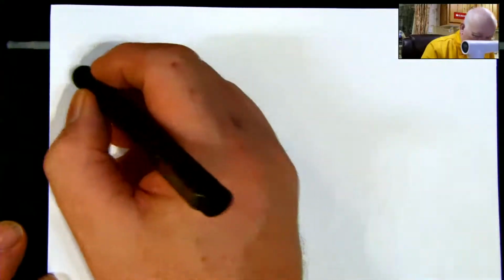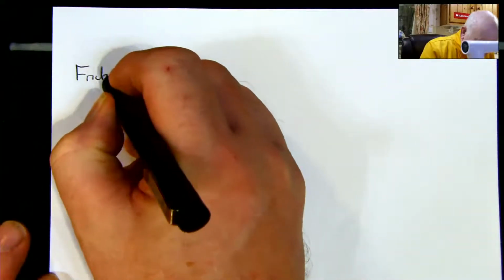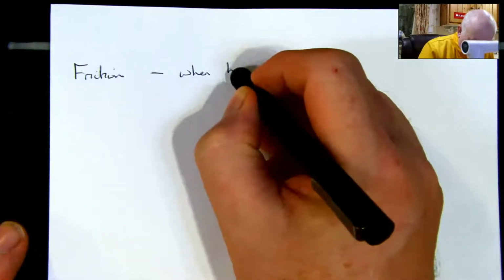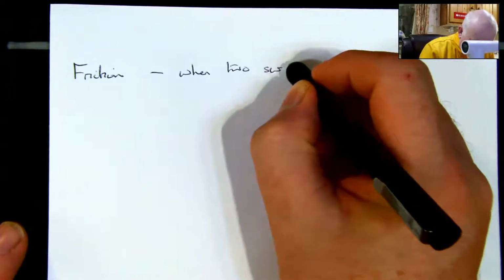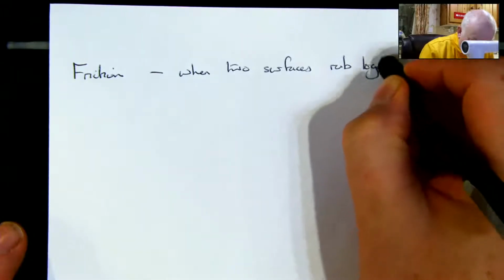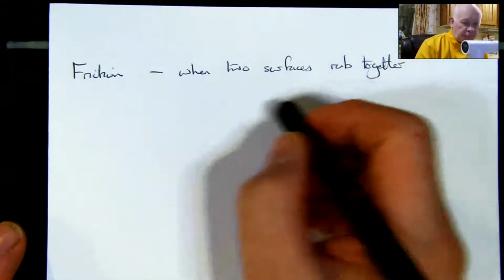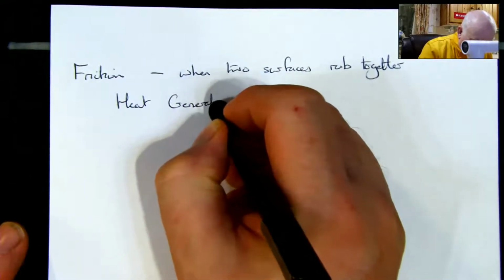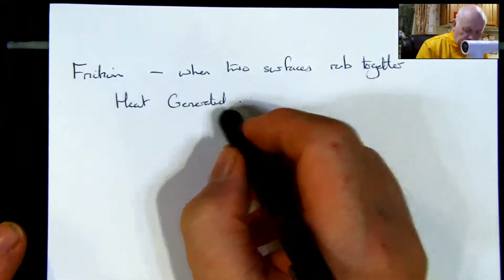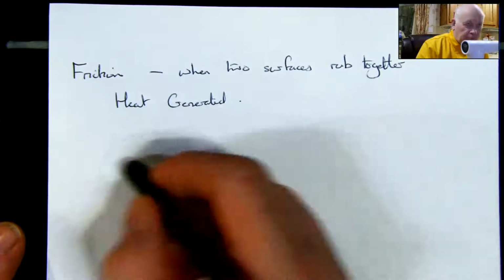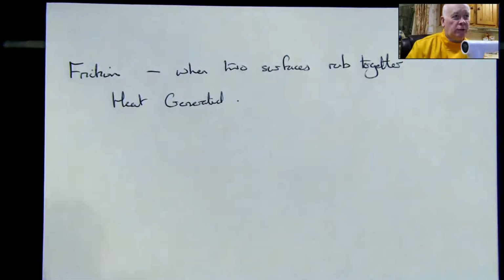So we can say that friction is when two surfaces rub together. When they rub together, we get heat generated. If you reduce the friction, then you reduce the heat generated. And it's objects pushing together that causes the friction.